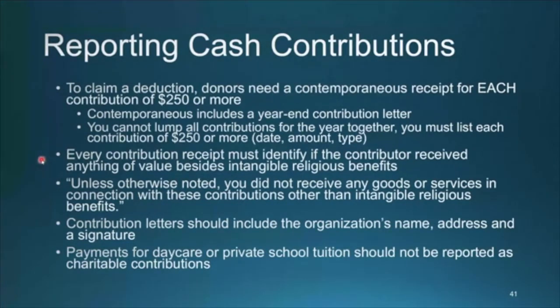All right, second bullet point. Every contribution receipt must identify if the contributor received anything of value besides intangible religious benefits. Most of the time, your contributors are just donating to the church because they love the Lord, they love the church, and that's great. They're not getting anything besides intangible religious benefits. So the year-end statement needs to say that. I've got some sample wording for you there. Unless otherwise noted, you did not receive any goods or services in connection with these contributions other than intangible religious benefits. That is standard wording that should basically be on all of your contribution receipts and your contribution letter.